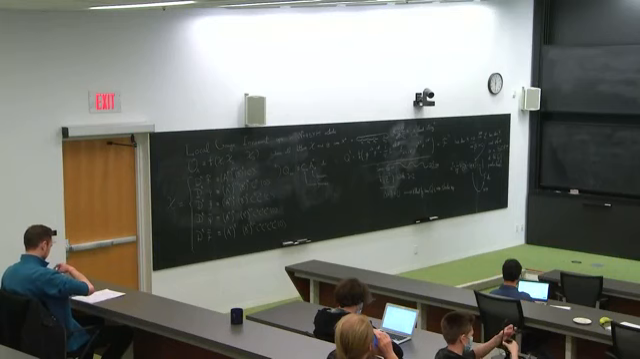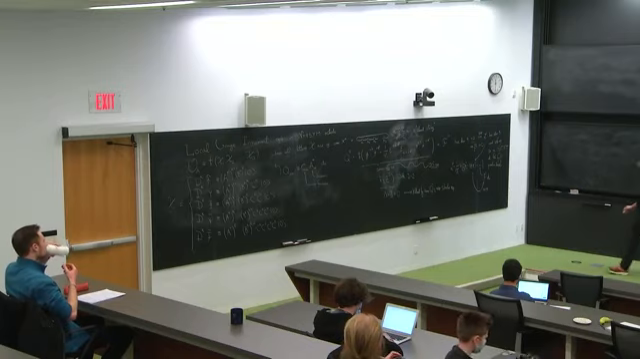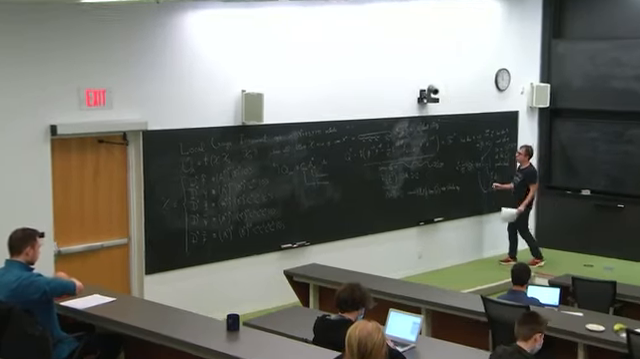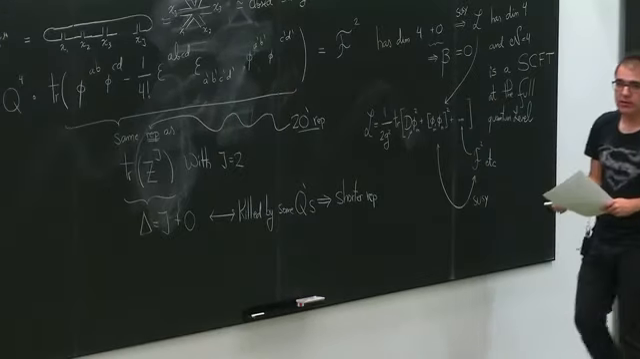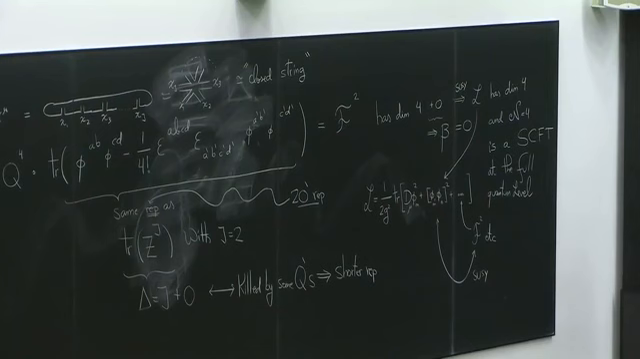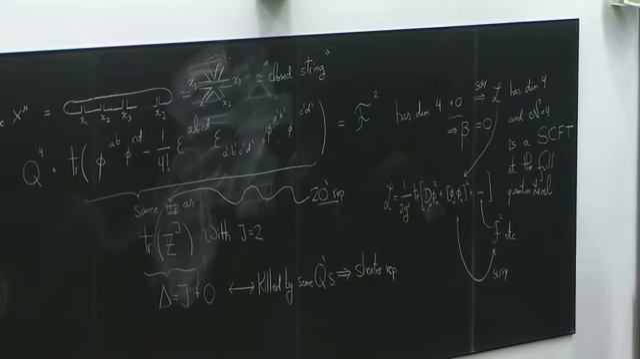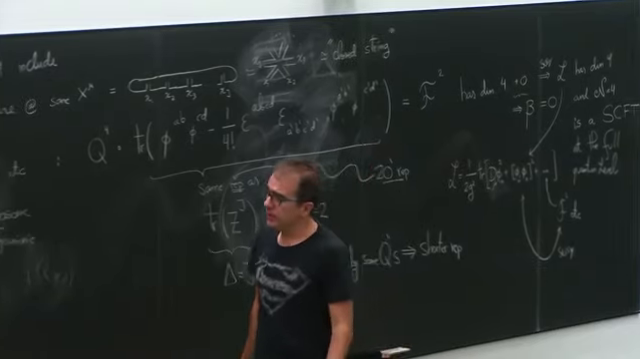Very good. So yesterday we saw that this theory that describes the low energy limit of a stack of D3 branes, which is N equals 4 super Yang-Mills, is conformal. So let me recall a few things.